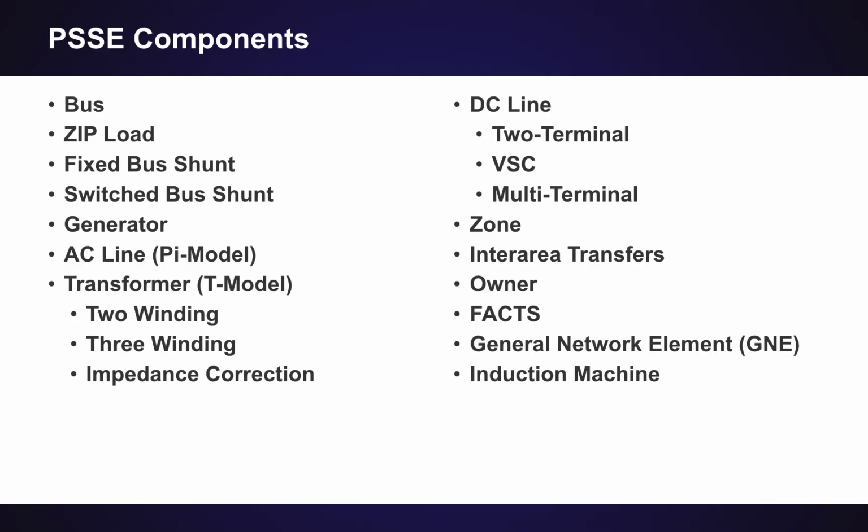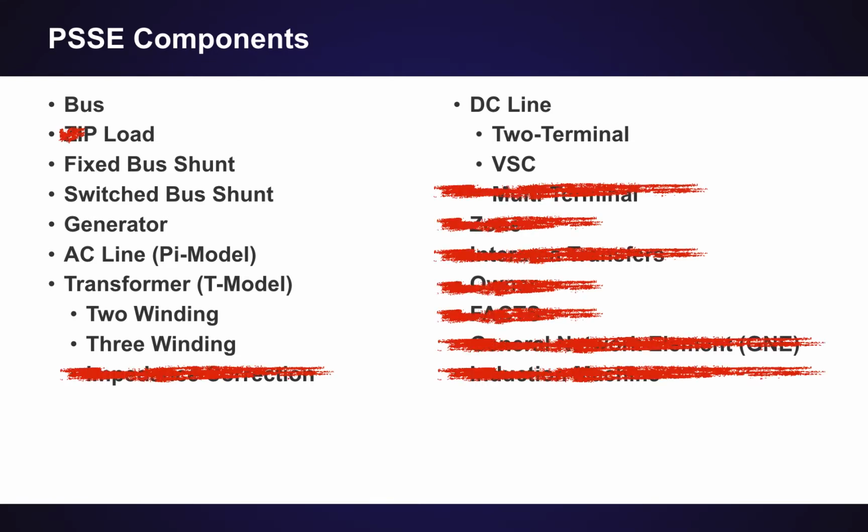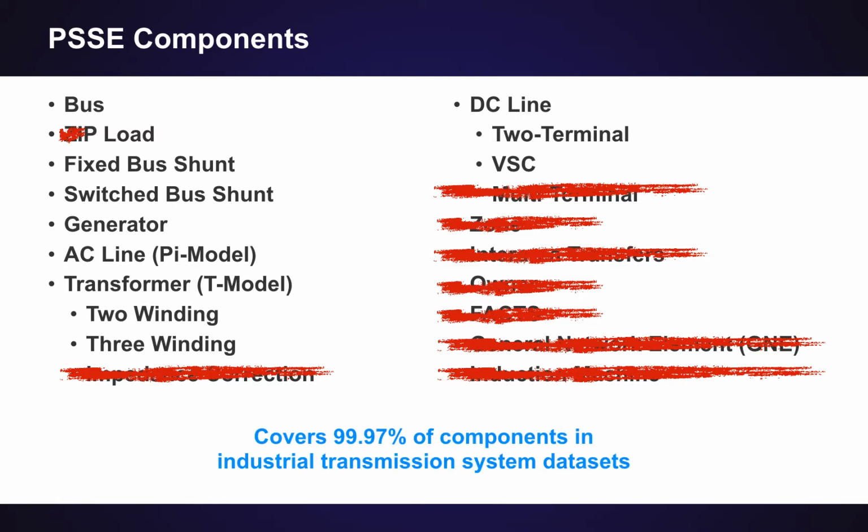At the high level, these are all the different types of components that are in a PSSE data file. After doing some investigation and looking at different network files, we reduced this set down to this particular amount. It's important to note here that for the loads, we're removing the Z and the I component and just looking at constant power. And then for these other particular component types, we're just going to remove them entirely. And what we've observed is that if you support this reduced set of components, you can cover at least 99.97% of all the components in industrial transmission system datasets.